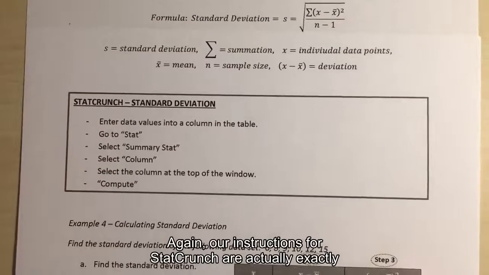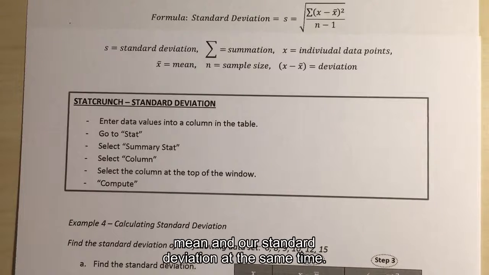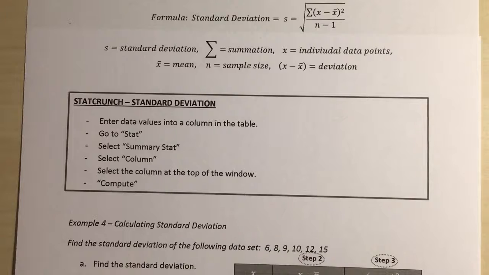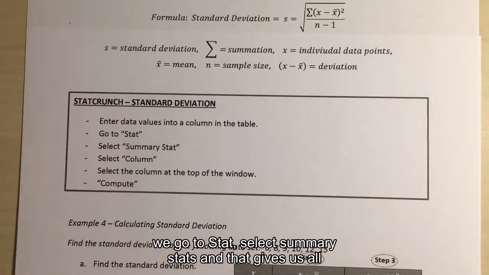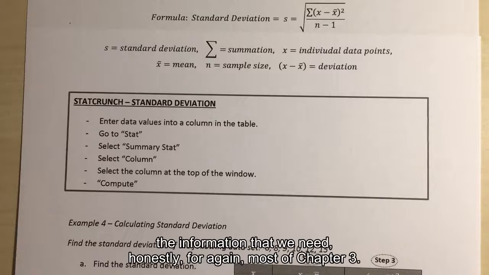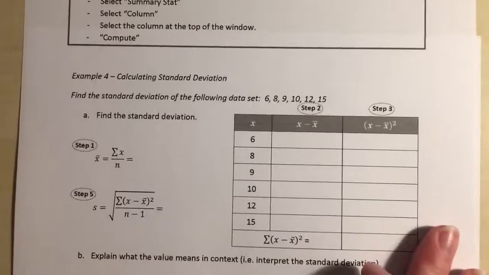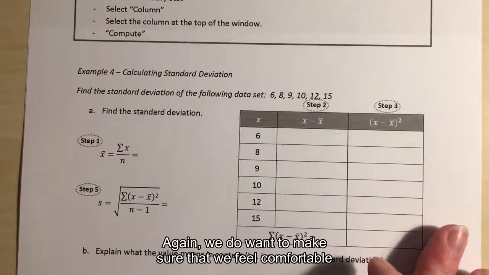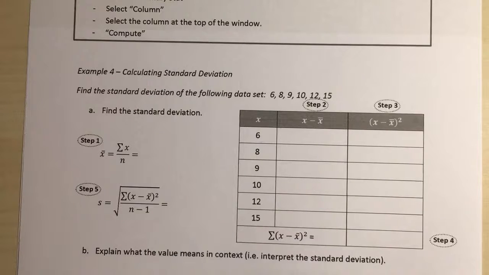Again, our instructions for StatCrunch are exactly the same as finding our mean. We're given the mean and our standard deviation at the same time. So we enter our data values into the column table. We go to Stats, select Summary Stats, and that gives us all the information that we need for most of Chapter 3. All right, so again, we do want to make sure that we feel comfortable walking through this process without using StatCrunch.